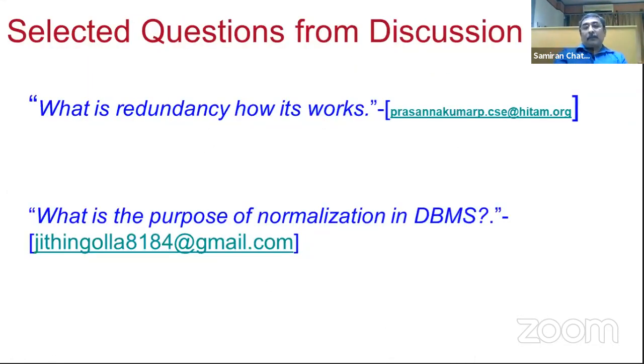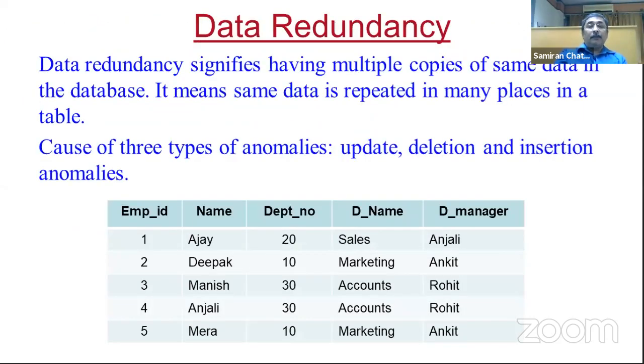Now, the last question that I will take today is redundancy. What is redundancy and what is normalization? Redundancy, as the name suggests, is when the same data is repeated in the same database multiple times. If you look at this table, you see that the department number, department name, and department manager will be duplicated for every employee who works in the department.